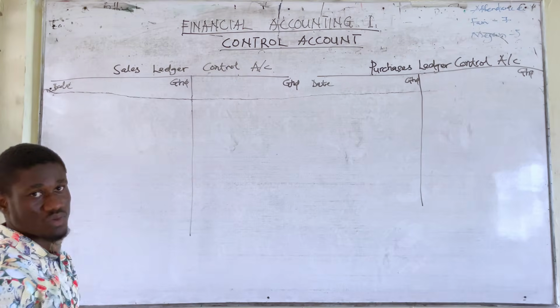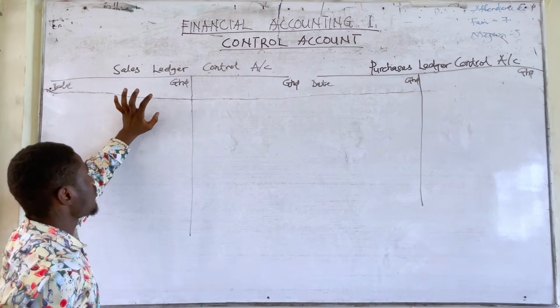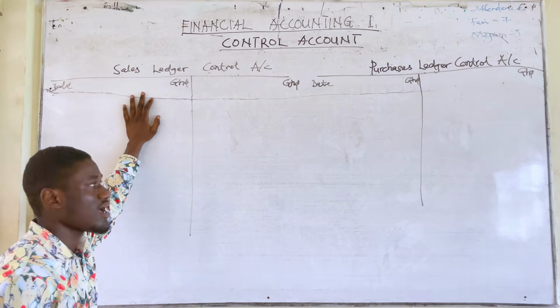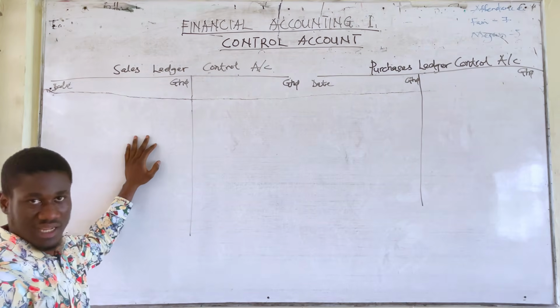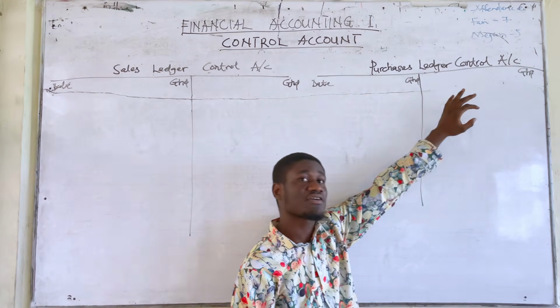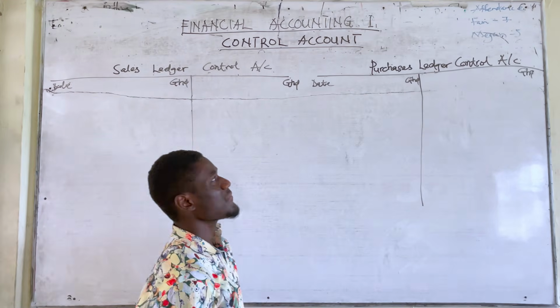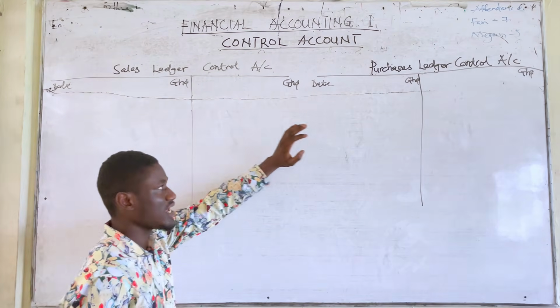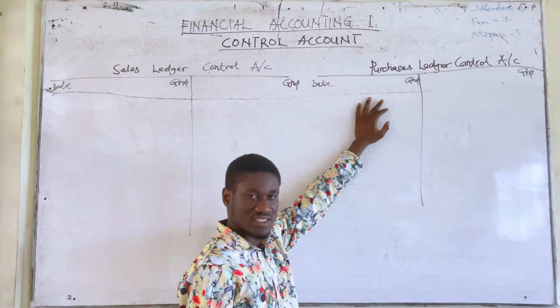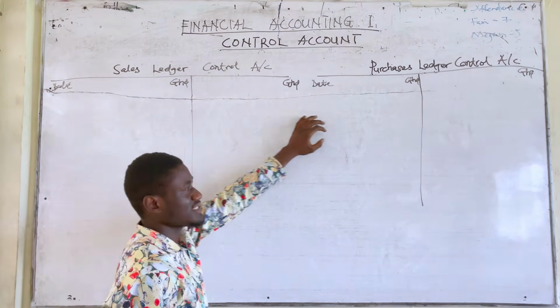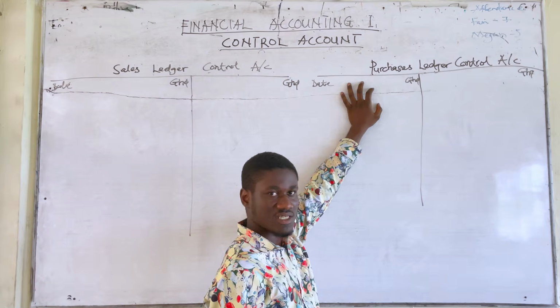Now, we move to the format. For sales ledger control account, they are assets, and we know that assets have a what? Debit balance. Creditors or liabilities have a credit balance. But it's not always the case that we are going to get a debit balance for sales ledger and a credit balance for purchases ledger. Sometimes we can get a credit balance for sales ledger and a debit balance for purchases ledger.